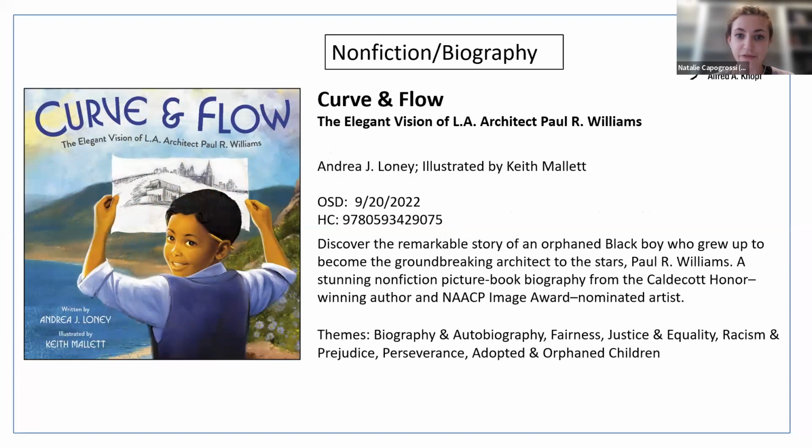Curve and Flow, from Andrea J. Loney, the author of the Caldecott Honor-winning book Double Bass Blues, and award-winning artist Keith Mallett, comes the true story of Paul R. Williams, a world-renowned architect. An orphan Black boy growing up in America in the early 20th century, Paul R. Williams was obsessed with the concept of home. First, he dreamed of building his own home. Then, he turned his dreams into drawings. The extensive back matter features photos of Paul R. Williams' buildings and provides additional insights into his work and remarkable life. Next slide, please.